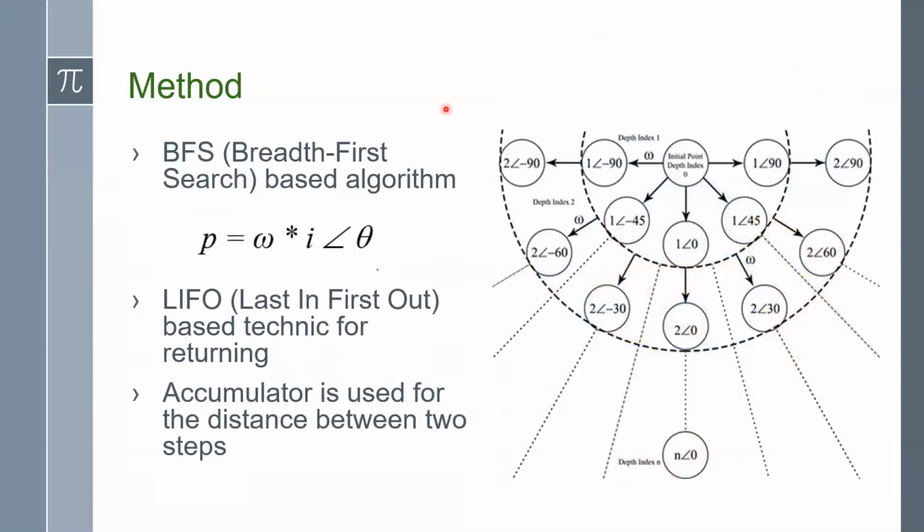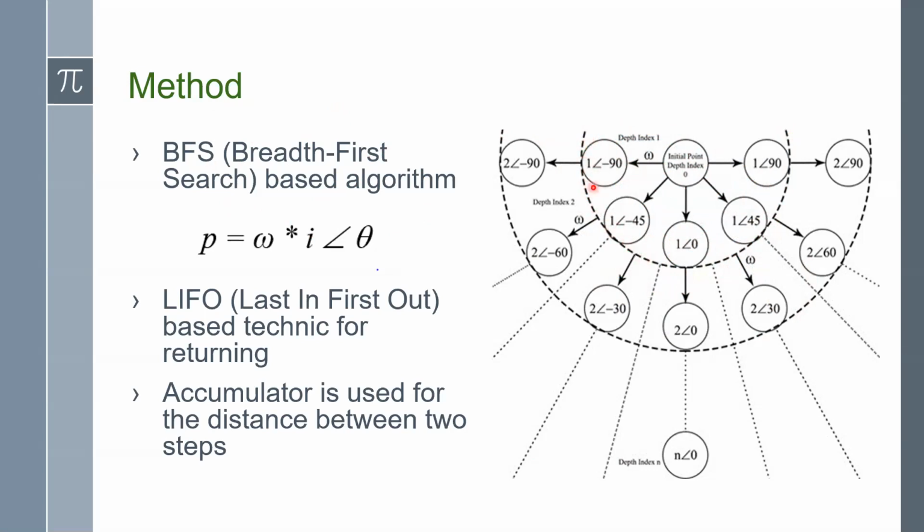For our localization method, we got inspired by the breadth first search algorithm, since this is a search algorithm that is used in the tree structure in computer science. If we take a look at the chart on the right, we assume that the environment looks something like a tree structure.